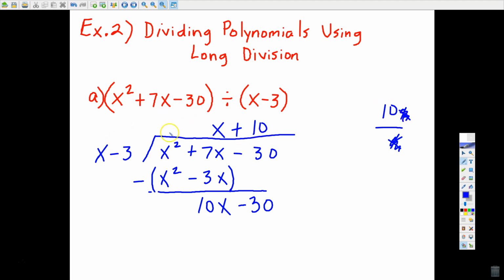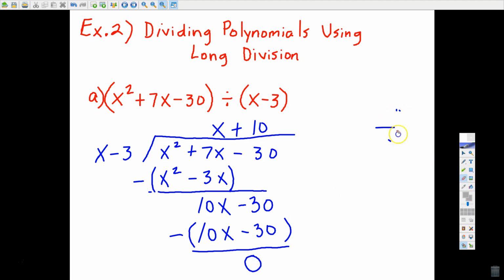Okay, just like we did before, I'm going to multiply 10 times both of these terms. 10 times x is 10x. 10 times negative 3 is negative 30. All right, and I'm going to subtract. And 10x minus 10x is 0. Negative 30 plus 30, also 0. So in this case, I do not have a remainder. And so my answer is, I'll just circle it here, x plus 10.